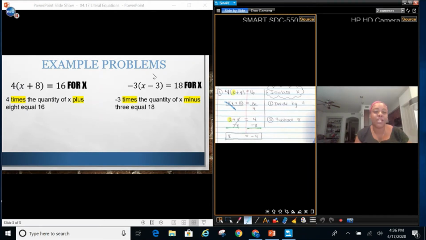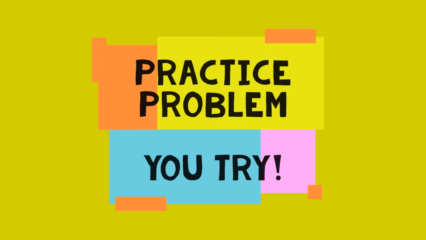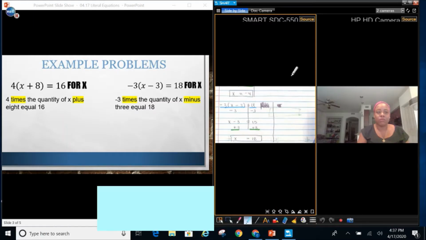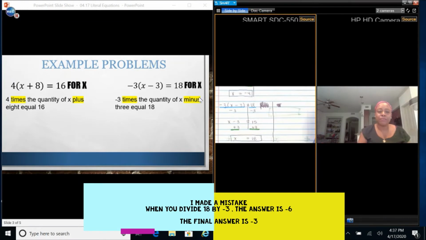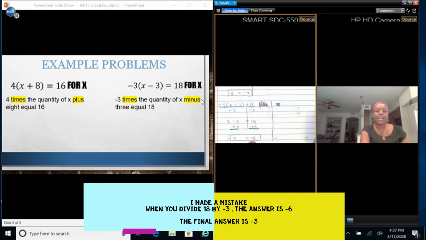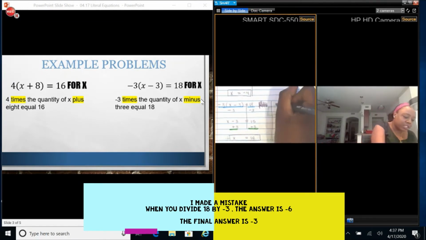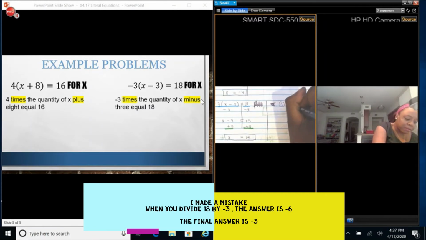At this time, I want you guys to try out the next problem. Negative 3 times the quantity of x minus 3 equals 18. Remember, press pause to see if you guys get the correct answer. Alright, so this is what the final answer should be. The first step was to divide by negative 3, and then you had to add 3 at the very end.